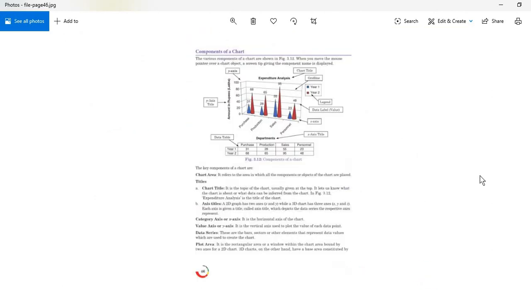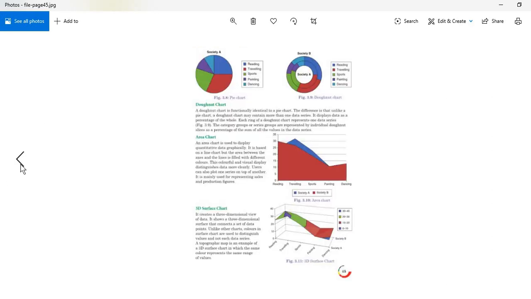Now the next one is components of chart, which we have already discussed. The one thing I want to tell you is that you can easily use a 3D surface chart or donut chart or area chart. That's entirely up to you. Why? Because you are only writing the table. Creating the chart is totally Excel's work. Excel will do that for you.